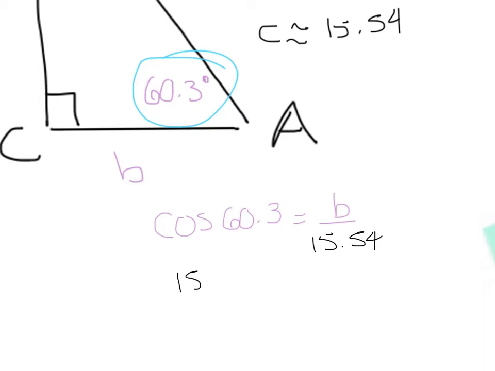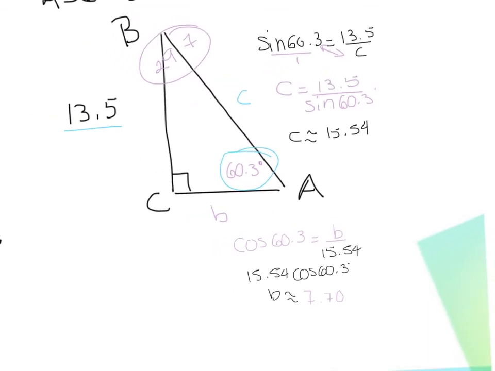I'm going to multiply both sides by 15.54. And then I'm going to round to two place values. And I get 7.70. And that's how you solve a triangle. So again, what you want to do is find all the angles in the triangle and all the sides of the triangle.